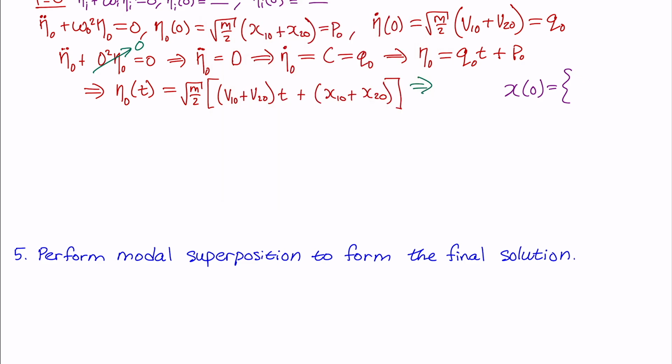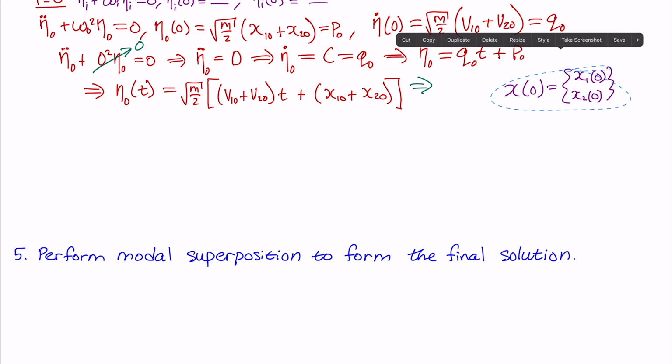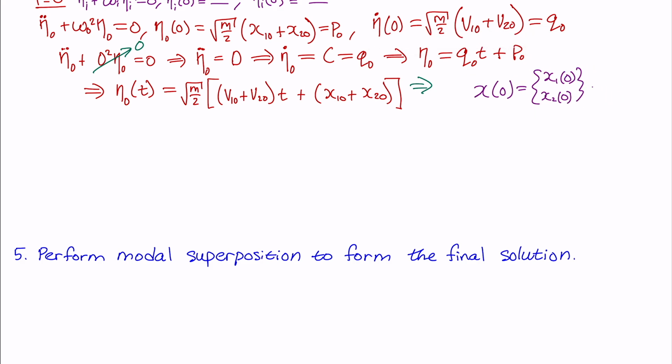Now that it works, we're just going to continue here then. So this is x1 of 0, x2 of 0. That's where they come from. So they're just constants. And then you can do the same thing for v10, v20 for the initial velocities.